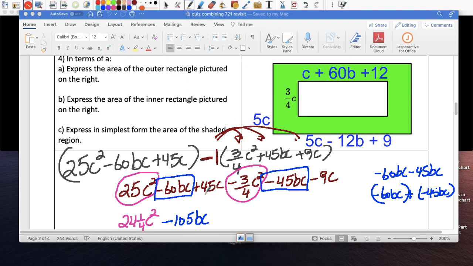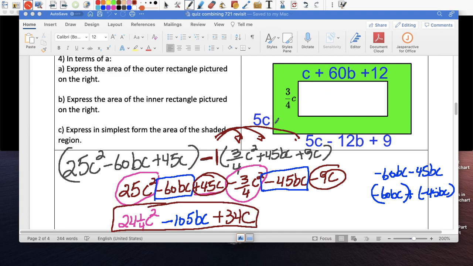Is there now the c? There's a positive 45c, and this is minus 9c. Well, 45 minus 9 is plus 36c. This is my final answer for this problem.